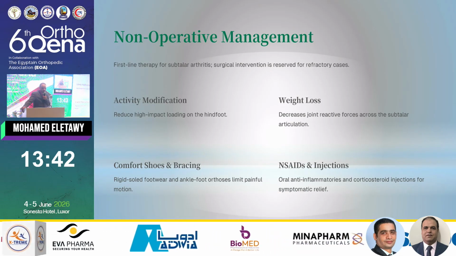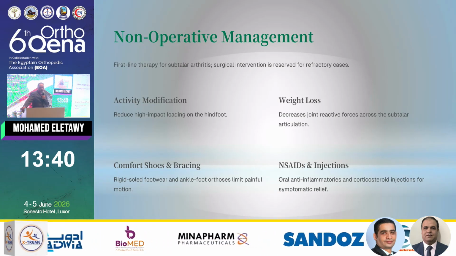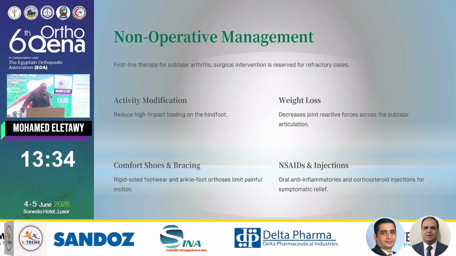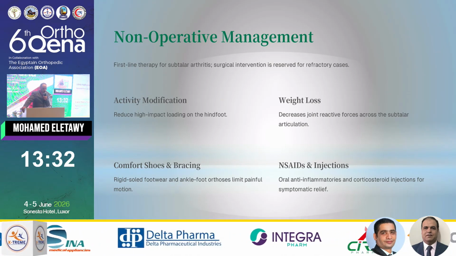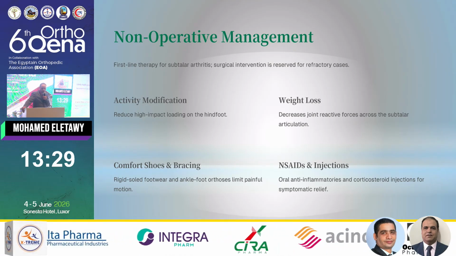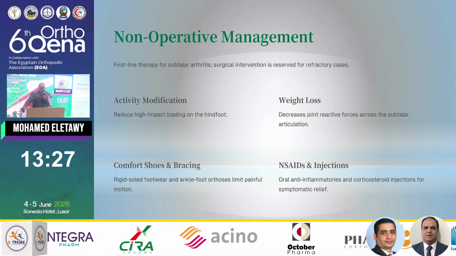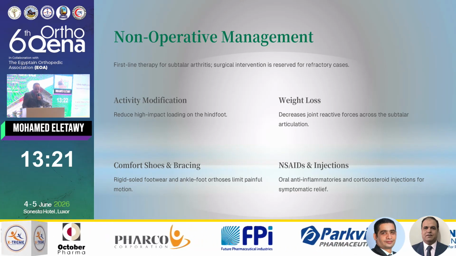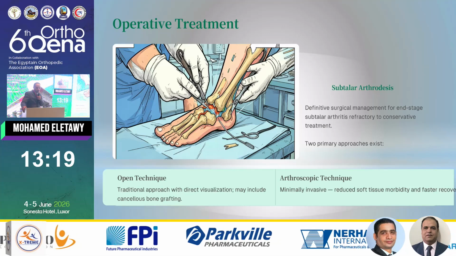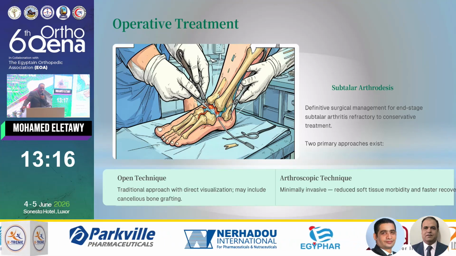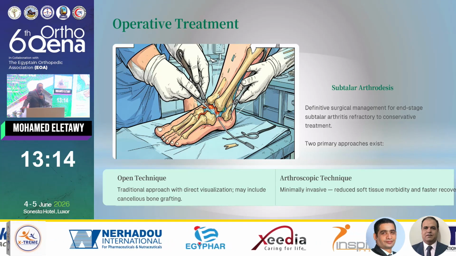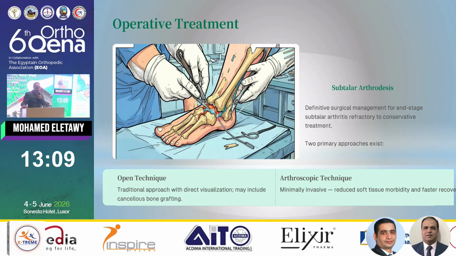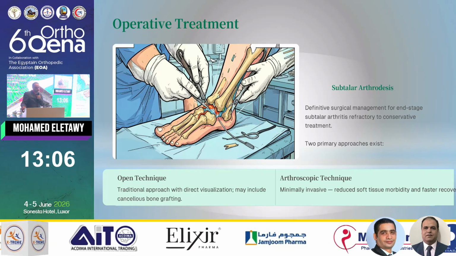Non-operative management is the first line of therapy, but surgical intervention is reserved for the refractory cases. What is the non-operative management? We start with weight loss, activity modifications, comfort shoes and bracing, and sometimes we give the patient non-steroidal drugs, or also injections in the form of corticosteroid injection. If all these conservative methods fail, we will go for operative treatment. The main treatment is arthrodesis.